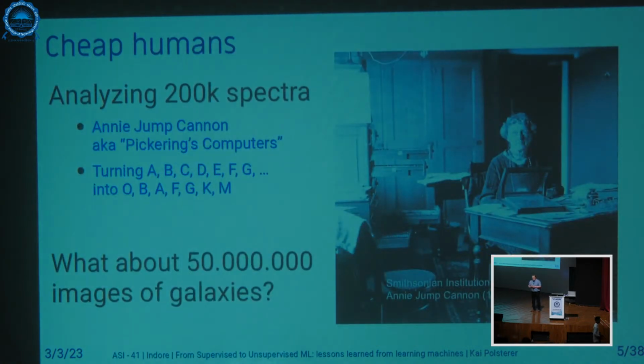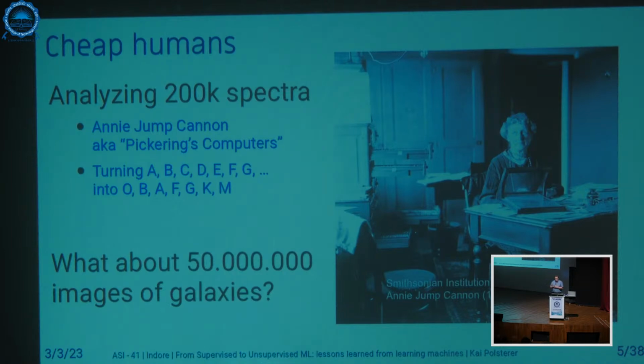So back then, we used cheap humans. They were called Pickering's computers, and Annie Jump Cannon did a great job. Back then, it was an unfair payment of females compared to men that made females available for the job of manually analyzing 200,000 spectra, going through them one by one.